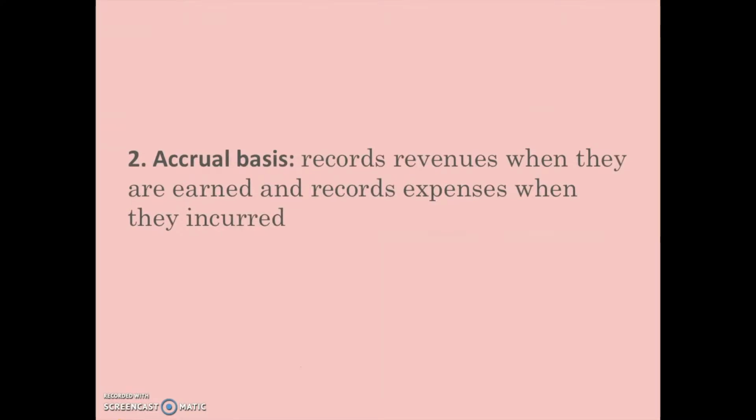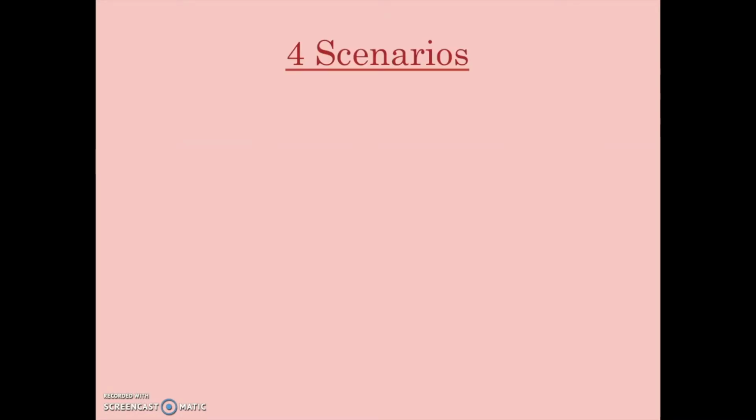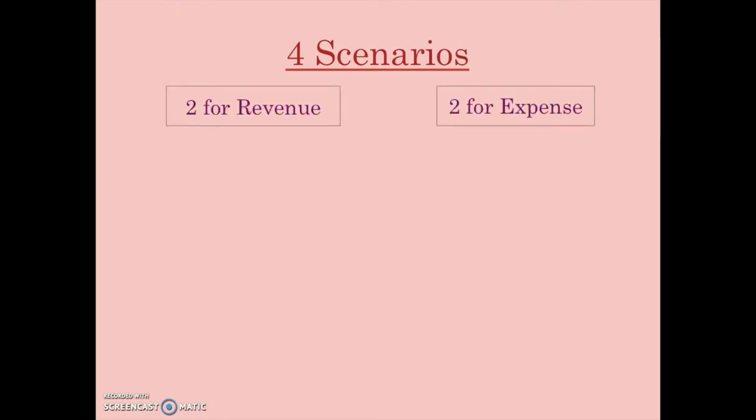And secondly, we've got the accrual basis, which records revenue when they're earned and records expenses when they're incurred. And this is what I will discuss with you today. On the accrual basis, we adjust the original or general entry, so therefore it is called adjusting entries. There are 4 scenarios, 2 for revenue and 2 for expenses.